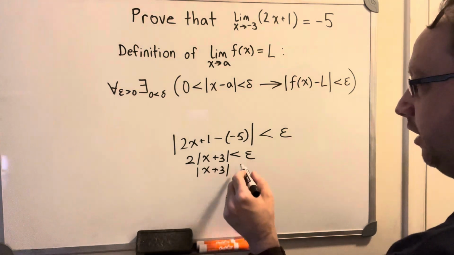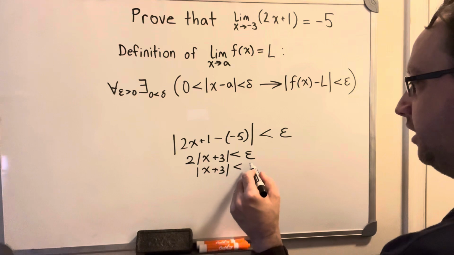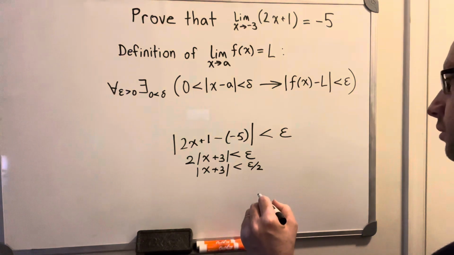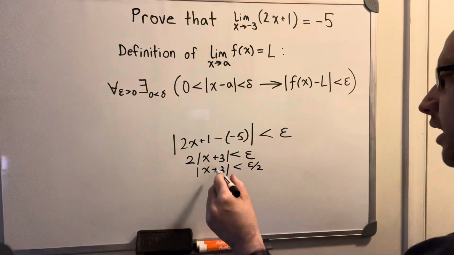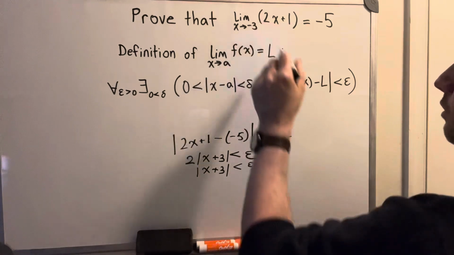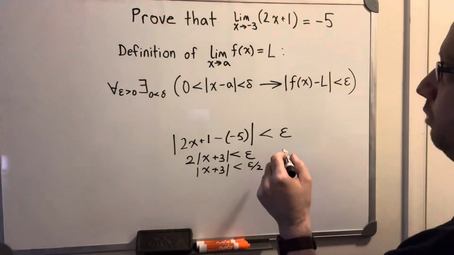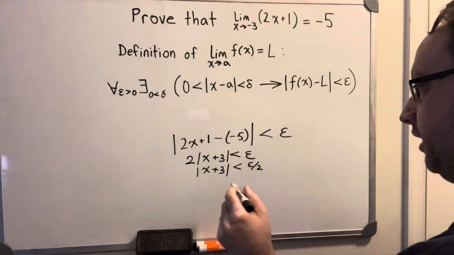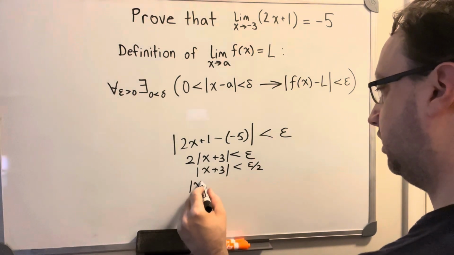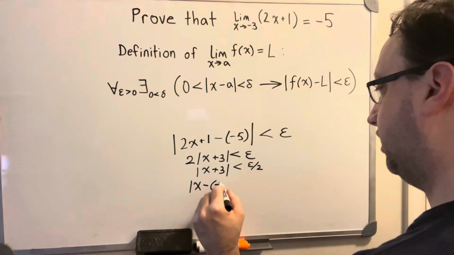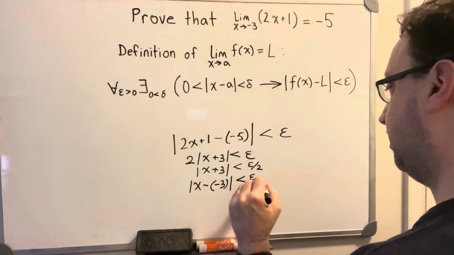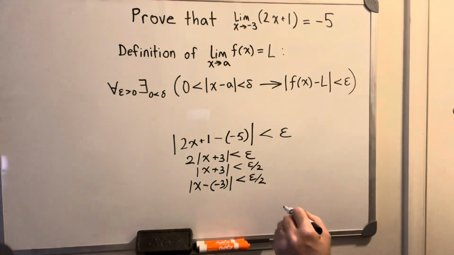So the absolute value of x plus 3 is less than epsilon divided by 2. Now, x plus 3, you can look at what we're trying to shoot for. We're trying to shoot for the distance between x and negative 3. So x plus 3 is equivalent to x minus negative 3, right? Is less than epsilon over 2.